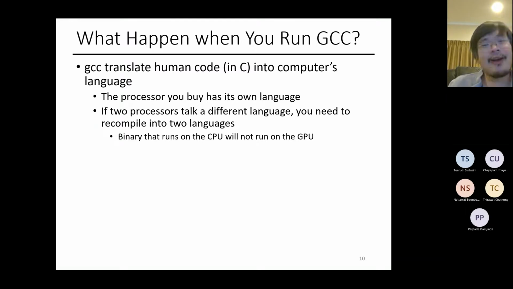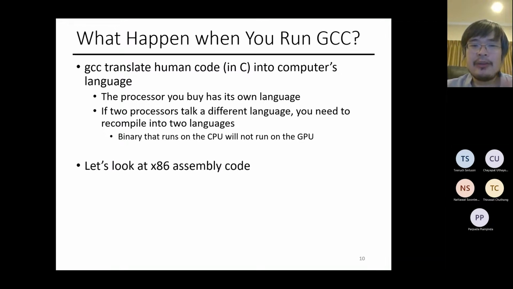And each processor, as I said in lecture 1, that you buy has its own language, right? It can be ARM, it can be x86. And if processors talk different languages, you need to recompile into two different languages. For example, the binary compiled for a CPU will not run on a GPU. Then you need NVCC, which is a totally different compiler to compile your code, right?